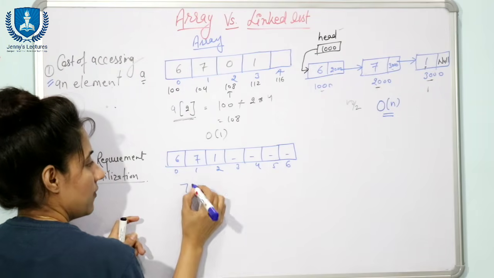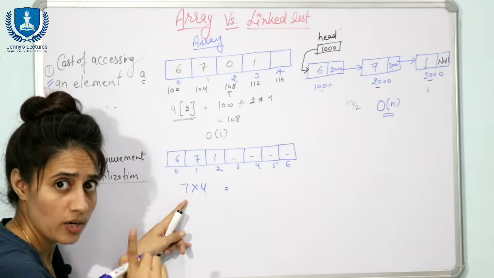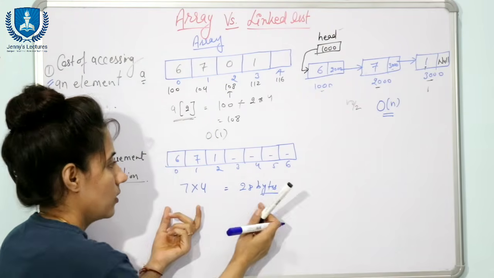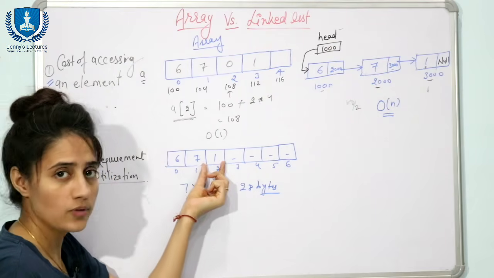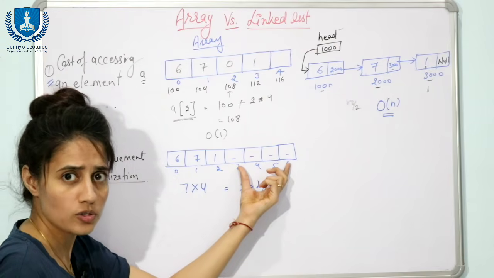So now in this case, how much memory has been allocated to this array? There are 7 elements, and each element is going to take 4 bytes, so 28 bytes are allocated. But actually how much memory is in use? Only 1, 2 and 3 elements. 3 into 4, that is only 12 bytes. This is unused space.